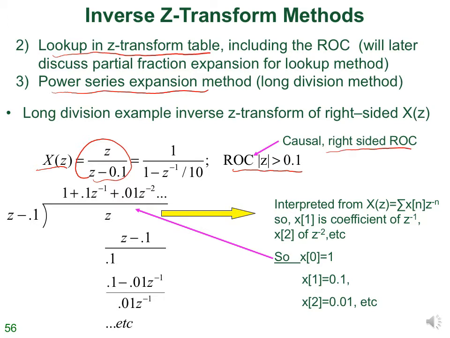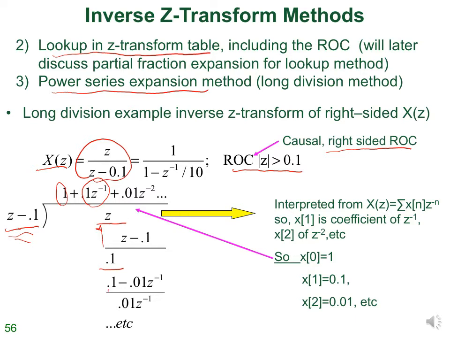And so this goes into z just one time. So that's my first value. And so 1 times z minus 0.1 is subtracted from z, and I have a remainder of 0.1. I have to multiply by 0.1 z to the minus 1. I multiply that by z minus 0.1, and I get 0.1 minus 0.01 z to the minus 1. That's subtracted from 0.1, and I get 0.01 z to the minus 1 remainder, and I keep repeating.